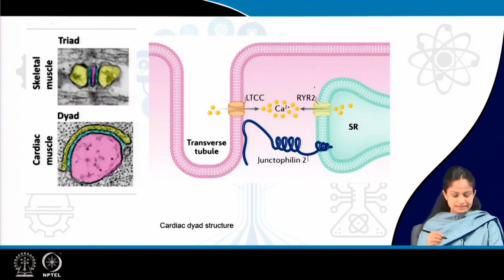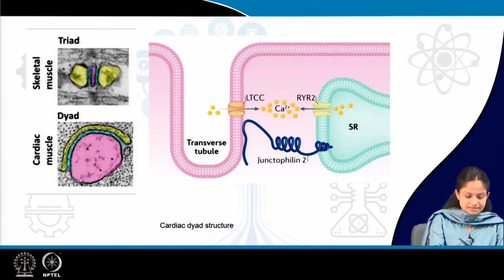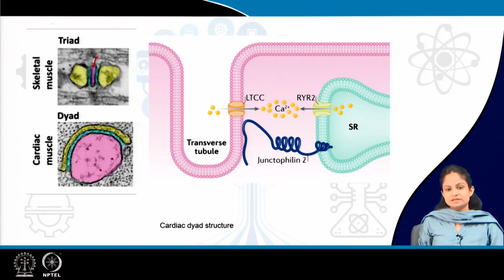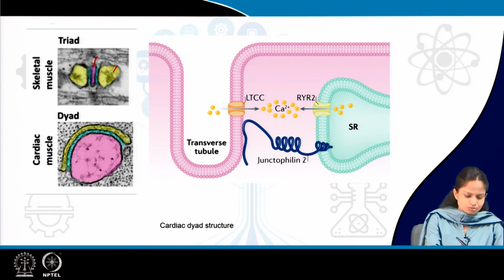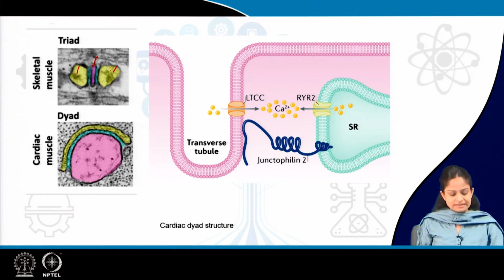Now, as you can see in this diagram, this is the triad of the skeletal muscle. The pink one is the T-tubule. These two light green ones are the cisternae. So, there are two cisternae and one T tubule forming a triad structure in skeletal muscle. This T tubule is very lean while the cisternae are very much developed. The cisternae are the sarcoplasmic reticulum, the storehouse of calcium.